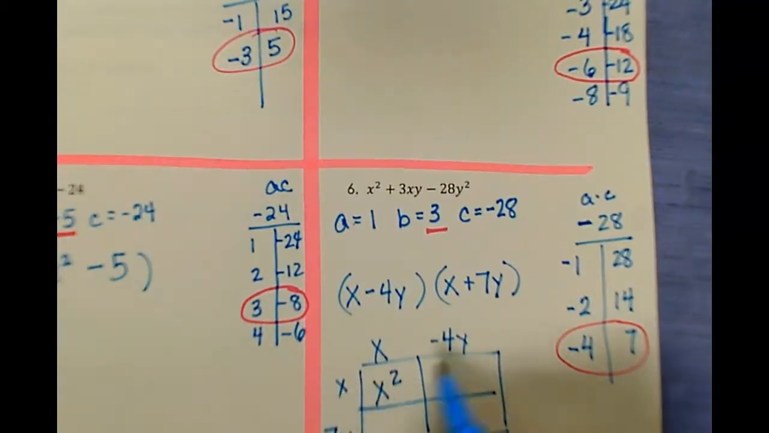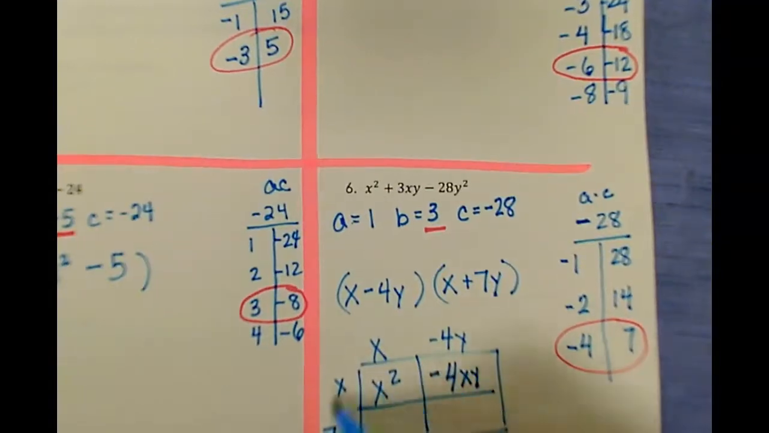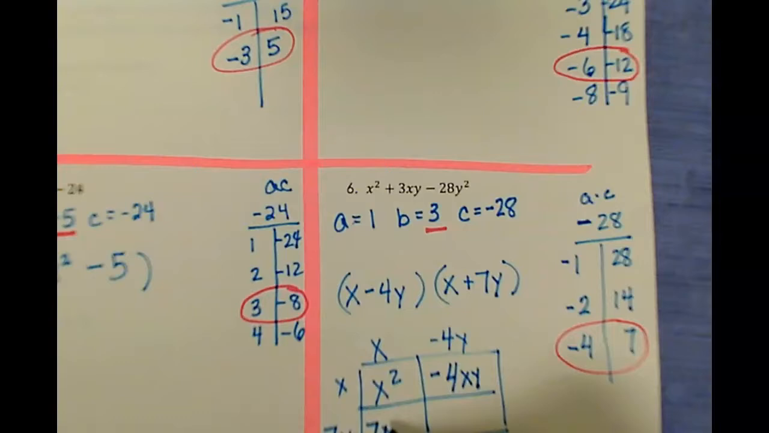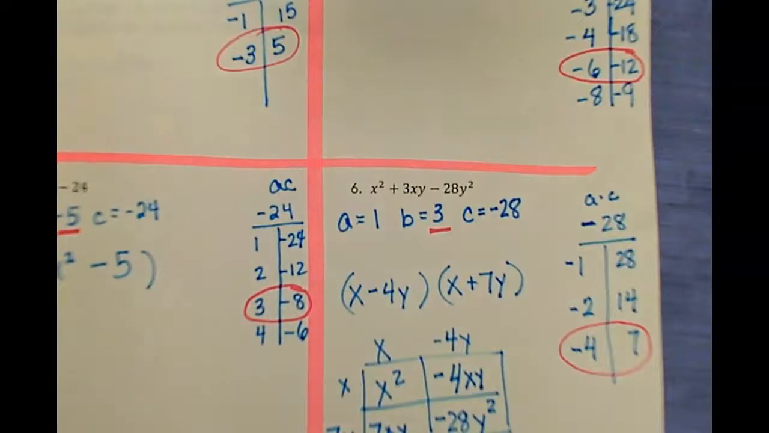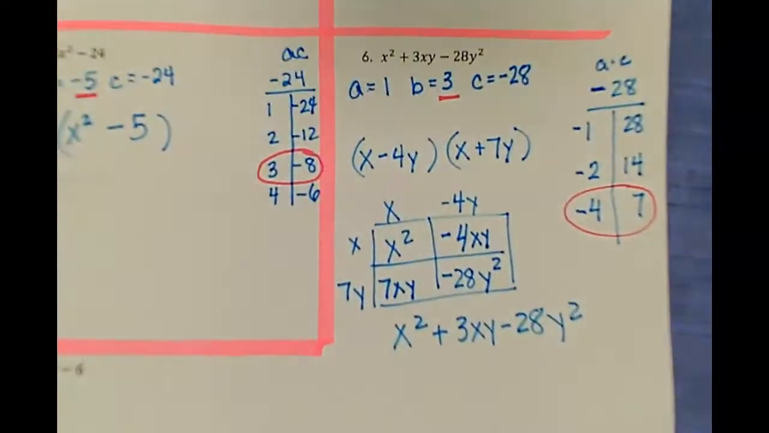X times x is x squared. When I multiply those two together, I get 4xy. When I multiply those two together, I get 7xy. And 4 times 7 would be negative 28. Y times y would be y squared. Combine like terms. When you combine those, you get 3xy minus 28y squared. Again, this part right here is a check, and it doesn't need to be completed on every problem. You just might want to complete it on something you're not sure about.